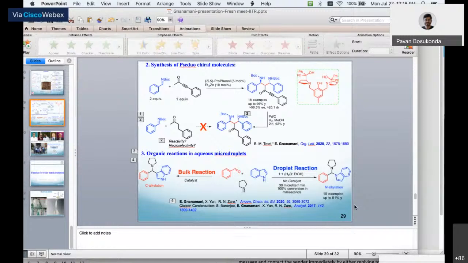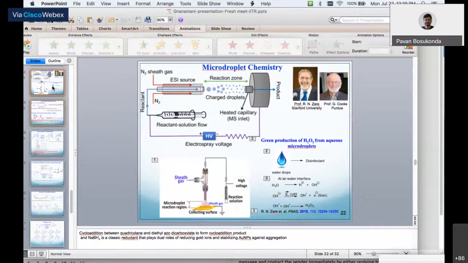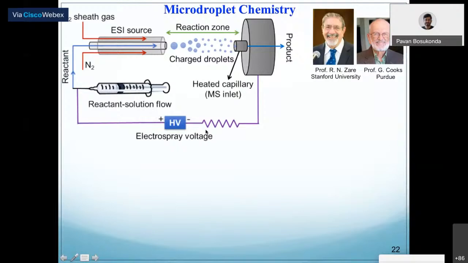So I had one question, and thank you for the very nice presentation. It was very nice. I was interested in the micro droplet chemistry, like the previous person. My question is, have you looked into why the acceleration of the rate is happening, what is the influence of the droplet? How is it influencing your reaction pathway?